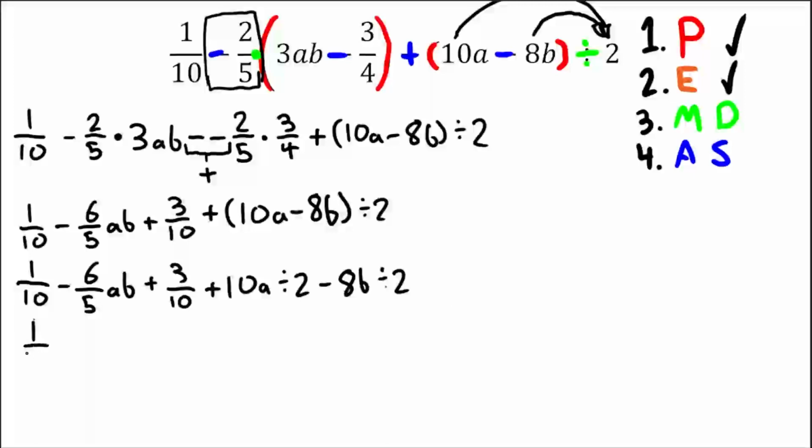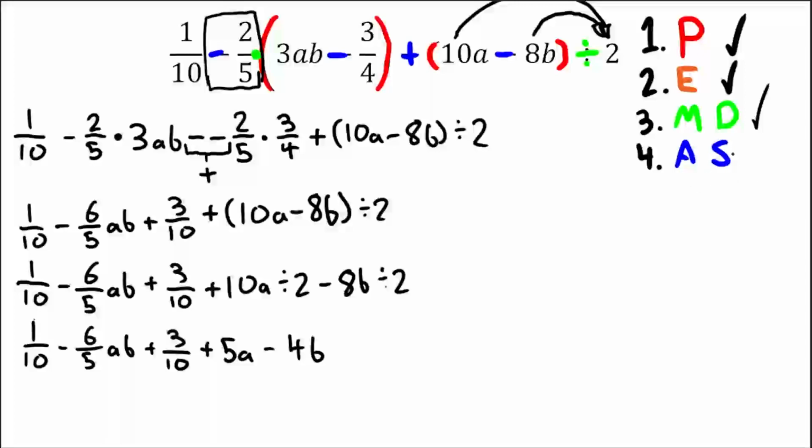I'm just going to rewrite this. It's going to do plus 5a, and then in this it's going to do minus 4b. So it's going to look like this. Now we're done with the multiplication and the division, right? It's done. And now the final step, addition and subtraction.